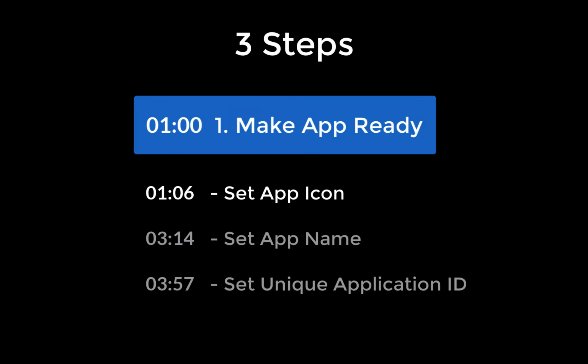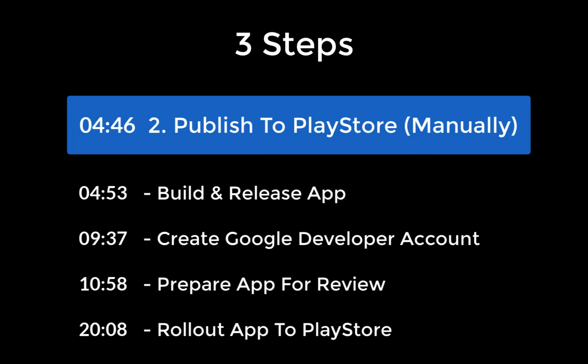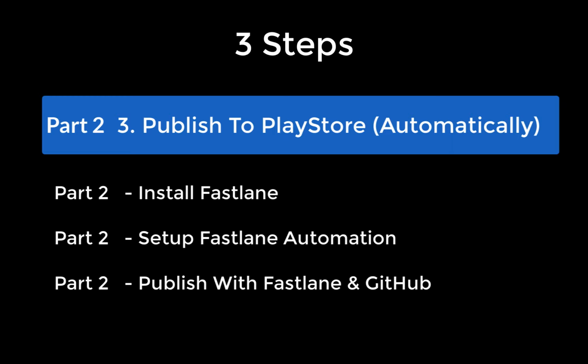First of all, we will make your Flutter app ready for the upload and release. We will set your app icon, app name and unique application ID. Secondly, we will upload and publish your first Flutter app to the Play Store. And lastly, I will show you how you can save a lot of time by publishing all upcoming app versions automatically to the Play Store with the help of Fastlane CI and CD tool. With this, you can push your app updates every time to GitHub, and it will then automatically build, release and publish your app to the Play Store.